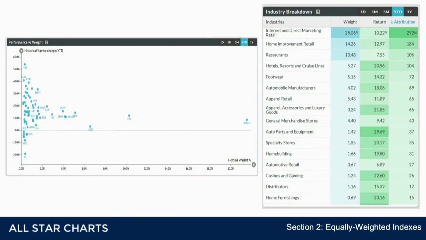Industry breakdown for the consumer discretionary sector. So you can see Amazon, yeah, it's a big weight, right? But home improvement retail, restaurants, hotels, footwear, they're all performing well too. So it's not just Amazon. So next time you hear somebody make that argument, just send them this chart.